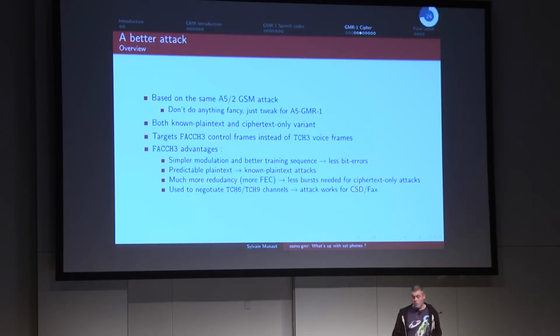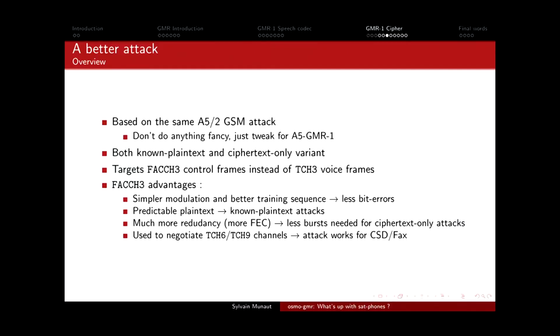So we started looking for a better attack. Now, we started off the same paper, essentially, because it's kind of the state of the art for A5/2 attacks. But we really didn't do anything fancy. We just used it exactly as they said in the original paper, and we just did the necessary tweak for A5-GMR1, which is changing the matrix and the length of the vectors and that kind of stuff. Really nothing fancy.